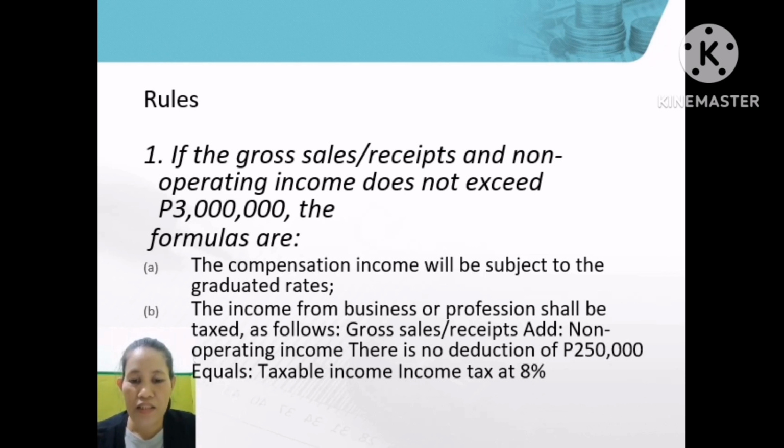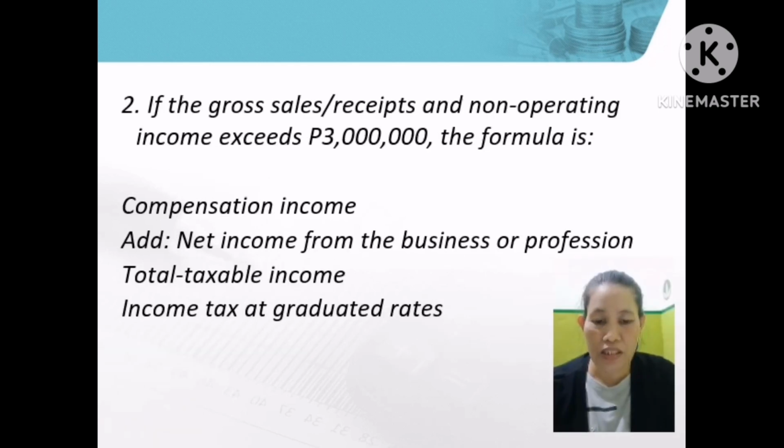And then add non-operating income, ito naman ay bahagi ng kita ng isang organisasyon kung saan nagmula sa mga aktibidad na hindi nauugnay sa mga pangunahing operasyon. Taxable income, ito yung mga halaga ng iyong kita na maaaring buwisan at karaniwang mga uri ng kita na nabubuwisan ay ang mga sweldo, mga tips, or mga bonuses. And then yung last, income tax at 8%.